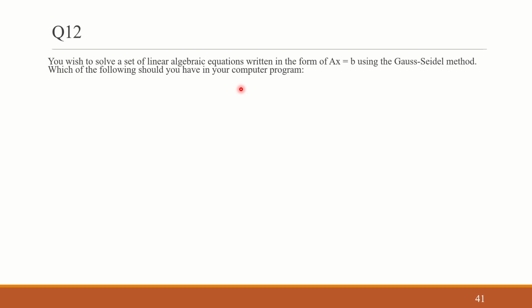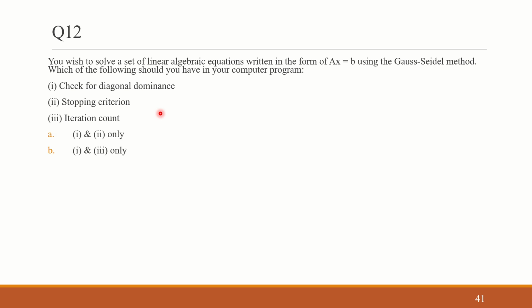We will see the options as well. First one, check for diagonal dominance. Second one, stopping criteria. Third one, iteration count. So option A, 1 and 2. Option B, 1 and 3. Option C, 2 and 3. Option D, 1, 2 and 3. So the answer is option D, 1, 2 and 3.